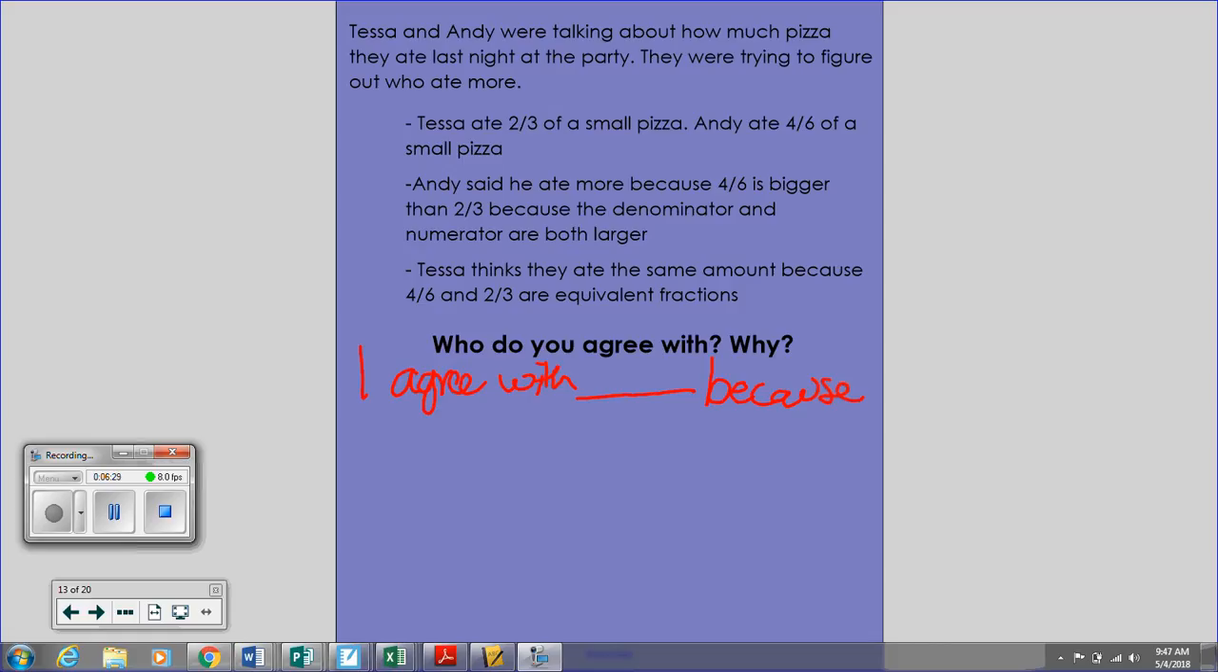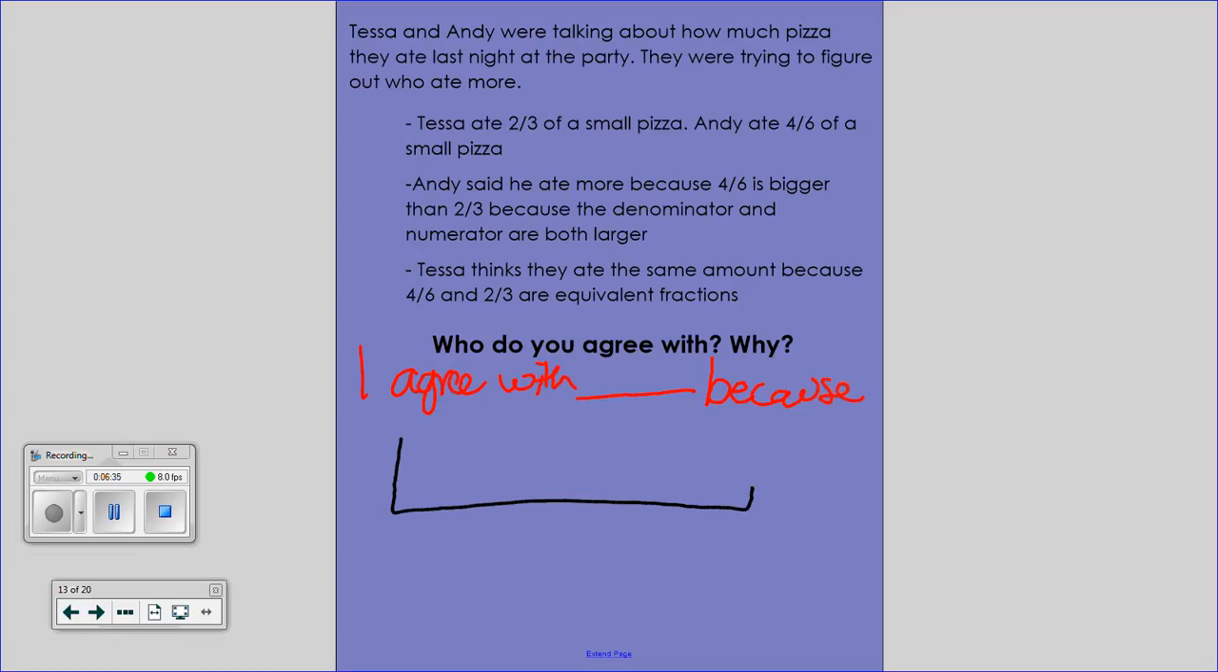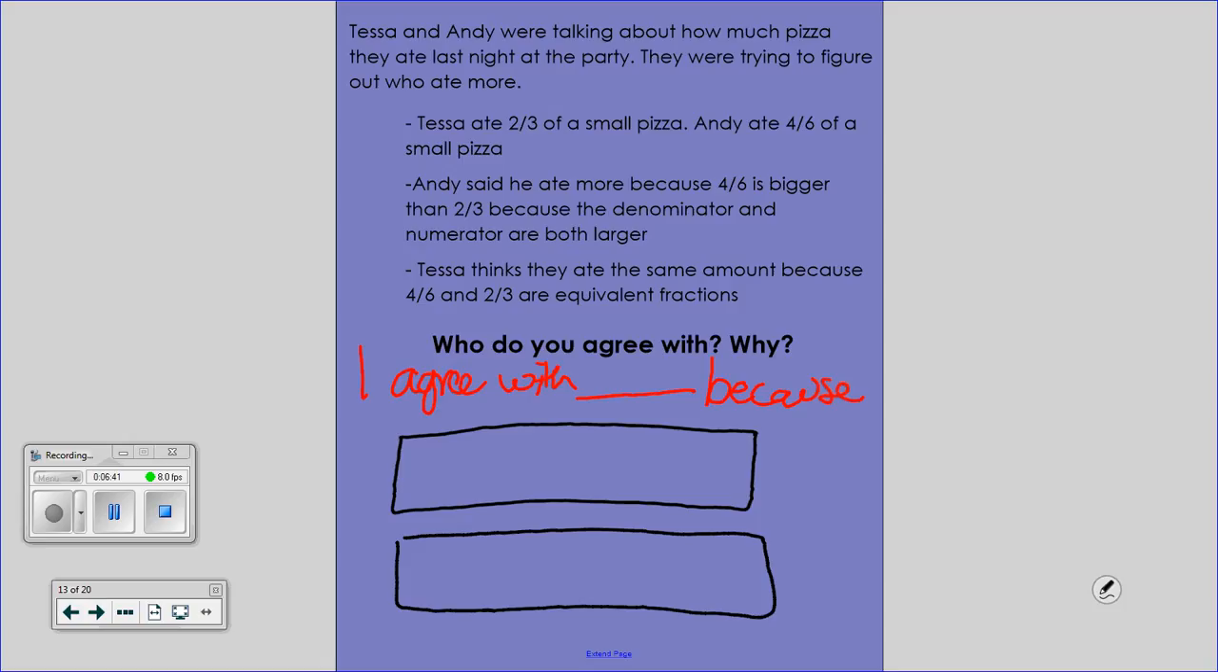Gabriella? We can take 2 rectangles and then we can put 2/3 in one box and 4/6 in the other. Alright, so let's start with Tessa. I'm going to name this pizza T, T for Tessa. Tessa ate 2/3.